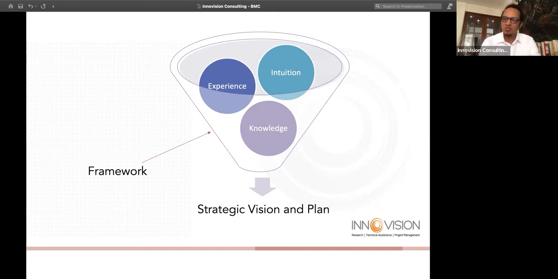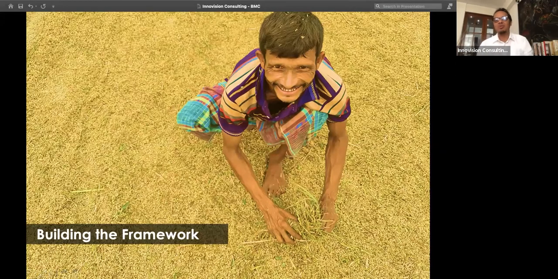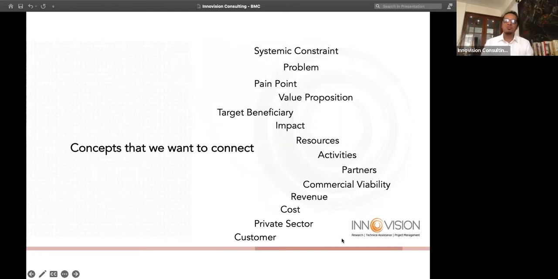So the business model canvas will work as a framework that allows us to use our experience and knowledge and intuition to formulate the strategic vision for growth or a systems change that we're interested about. Now, let's build the framework itself, and I will try to use intuition more as we evolve through this exercise for a few minutes. So to build intuition, let's refresh our head around the concepts that we juggle with when we design the solutions.